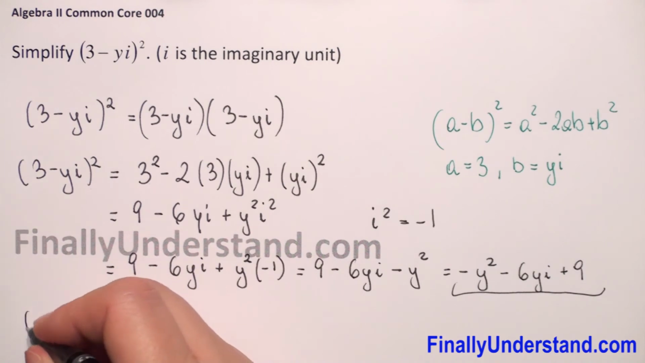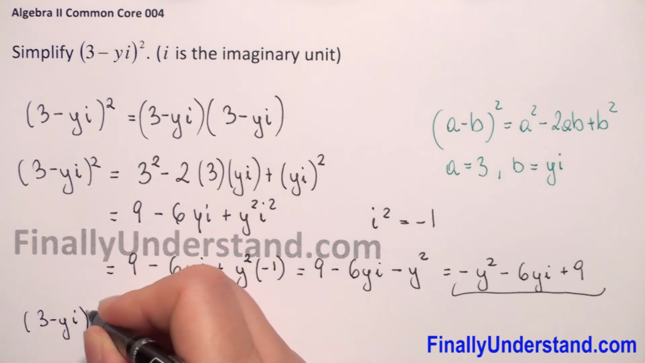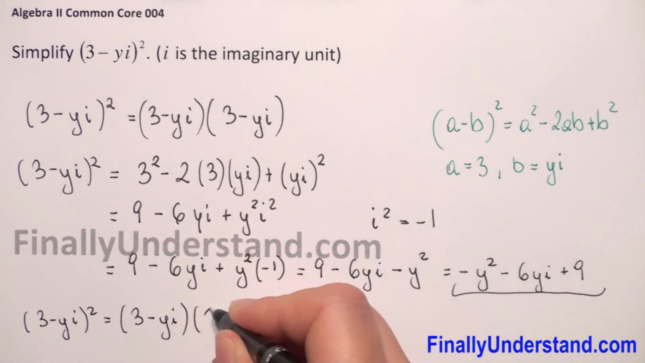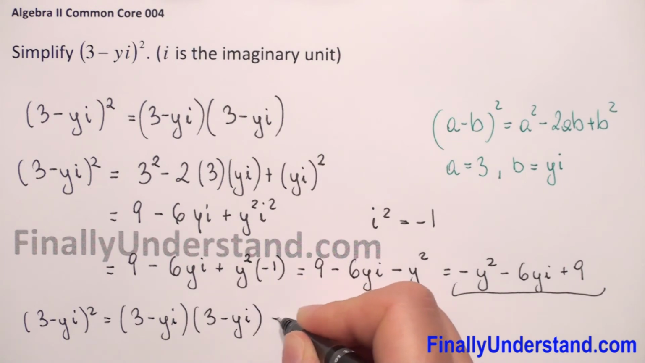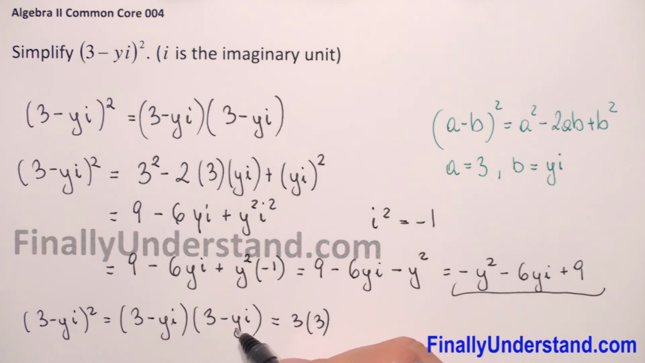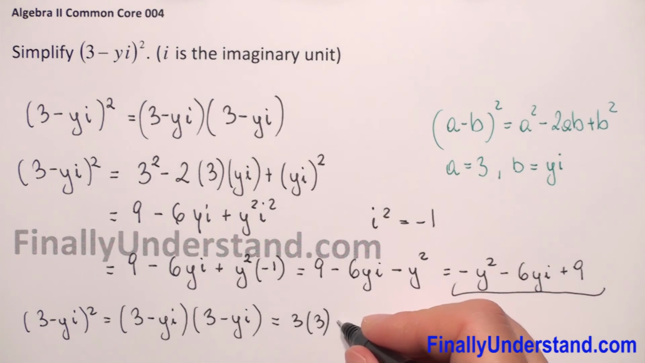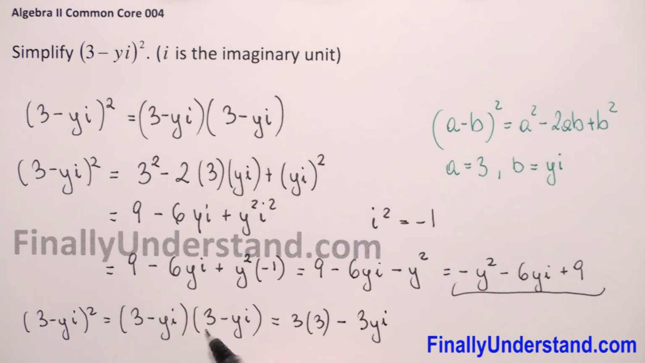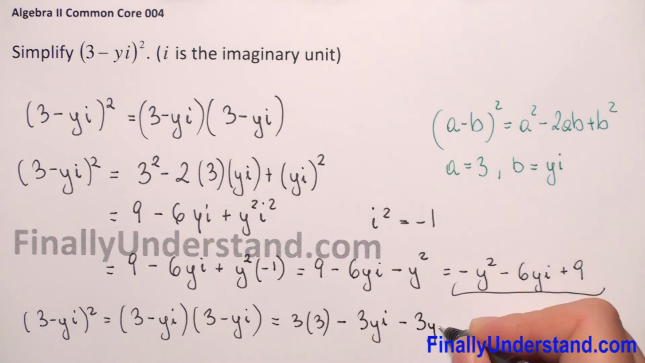So let's do this. We have (3 minus yi) to second power. This is equal to (3 minus yi) times (3 minus yi). So we have 3 times 3. 3 times negative yi, so it will be negative 3yi, negative yi times 3, so it will be negative 3yi, negative times negative, so it will be positive, y times y is y square, and I times I is I square.